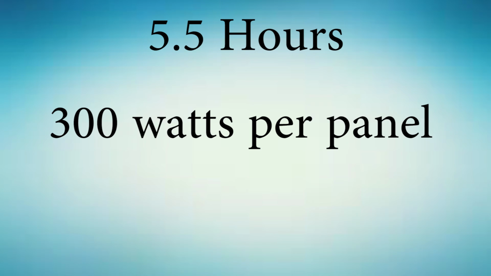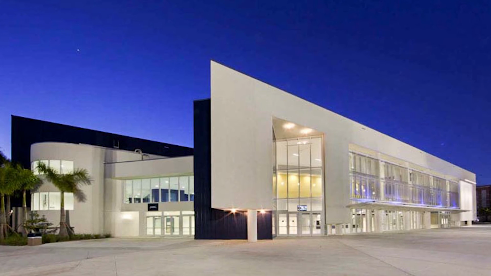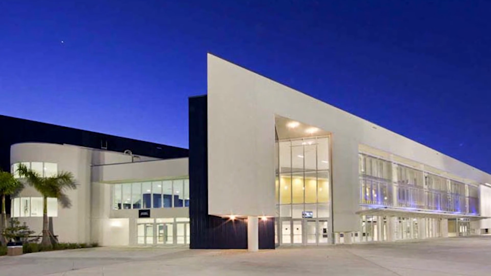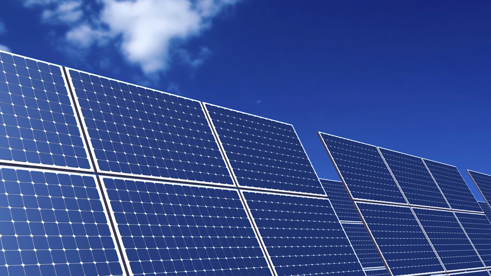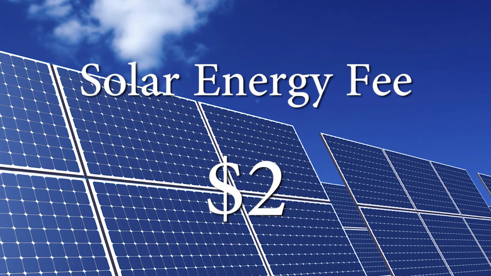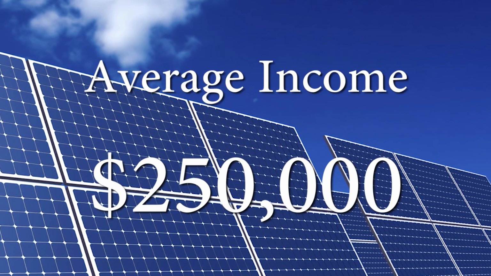When you consider an average sun exposure of 5.5 hours and 300 watts per panel, that would produce 134,000 kilowatt hours per month. That's enough energy to power FIU Arena at 100%. FIU would pay for the solar canopy by charging students a solar energy fee of $2 per semester. That would generate an average income of $250,000 per year.